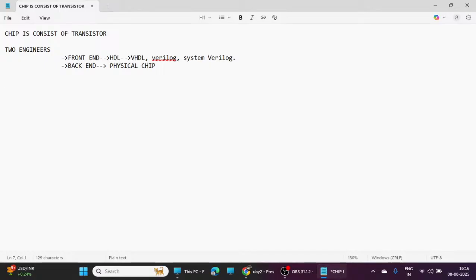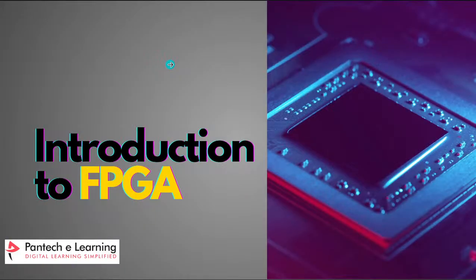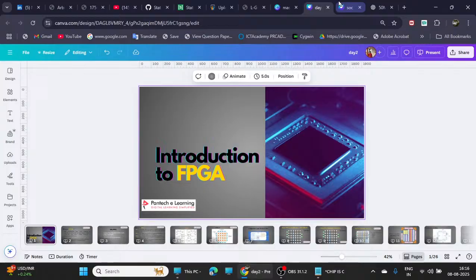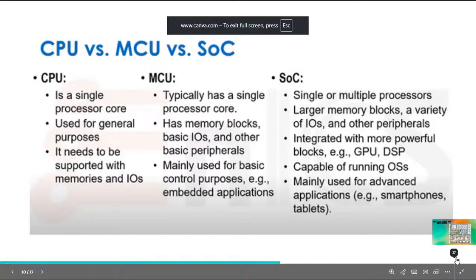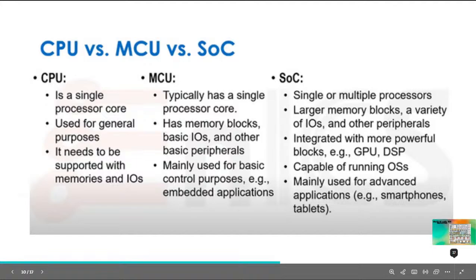We know that inside a chip we have transistors, and now we'll move to the types of chips. We have n number of types of chips. In the market we have the microcontroller, microprocessor, SoC, FPGA. We need to know the difference between the chips. There are a variety of chips, like ASIC, application specific integrated circuit, which is one kind of chip. SoC, system on chip, is one kind of chip. MCU, microcontroller, is one kind of chip. And CPU is also one kind of chip.